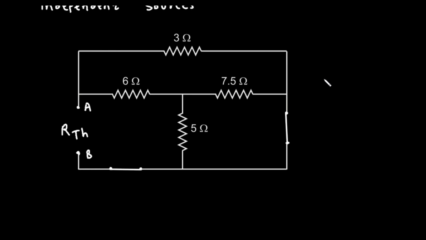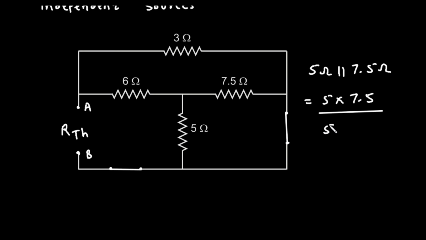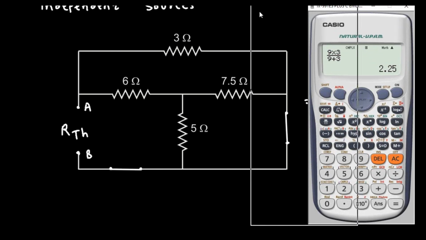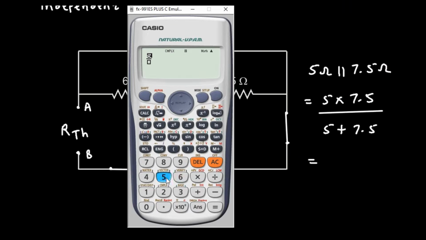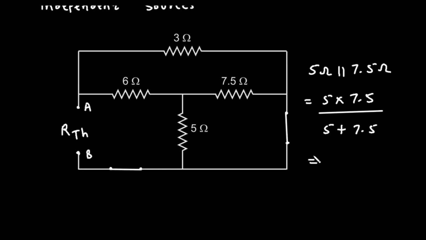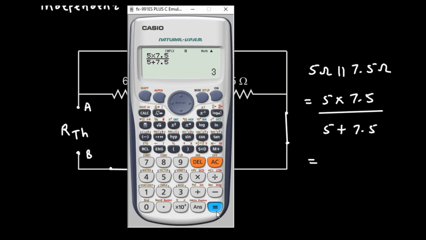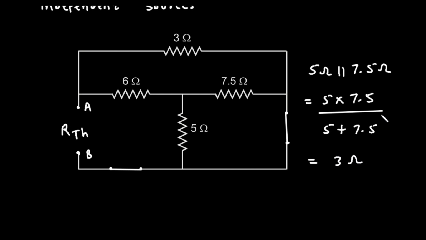So here we can solve this: 5 ohm parallel with 7.5 ohm. This will be 5 into 7.5 divided by 5 plus 7.5, which is equal to 3. So this will be equal to 3 ohm simply.